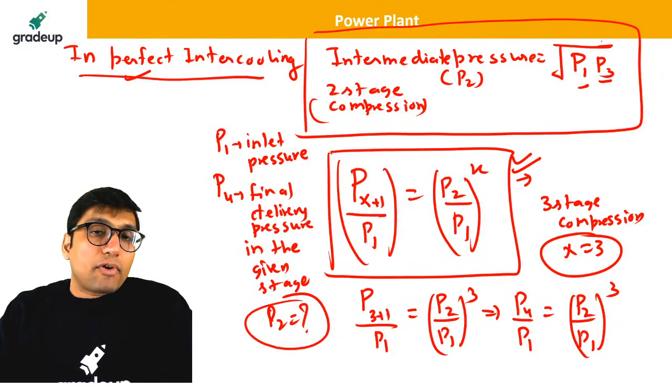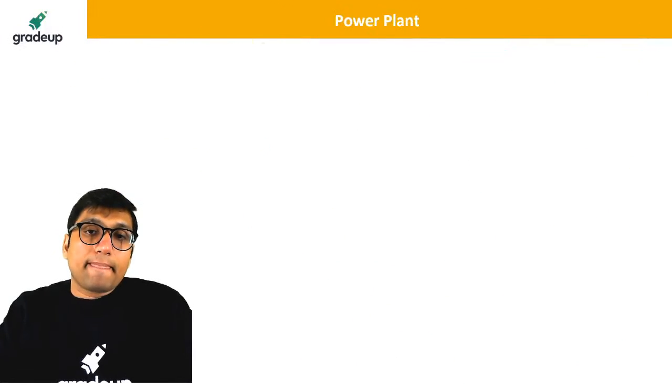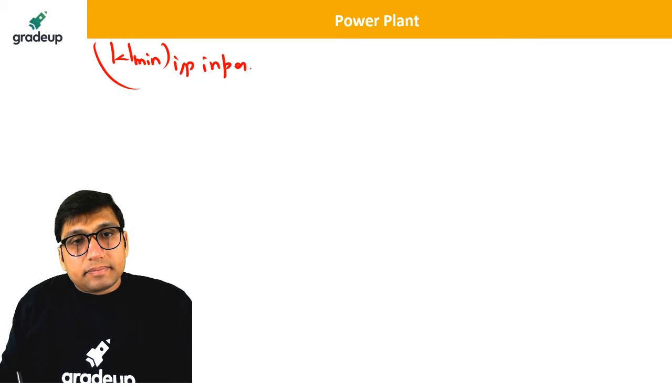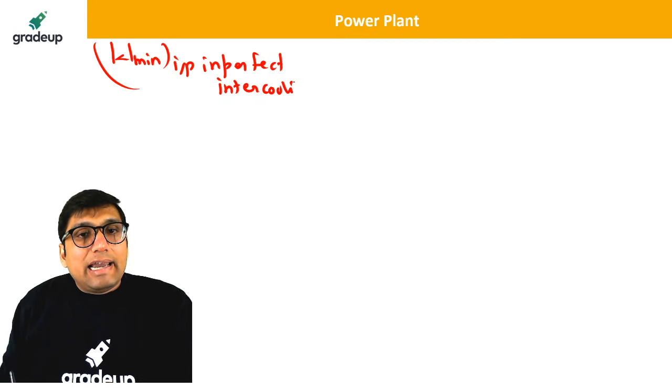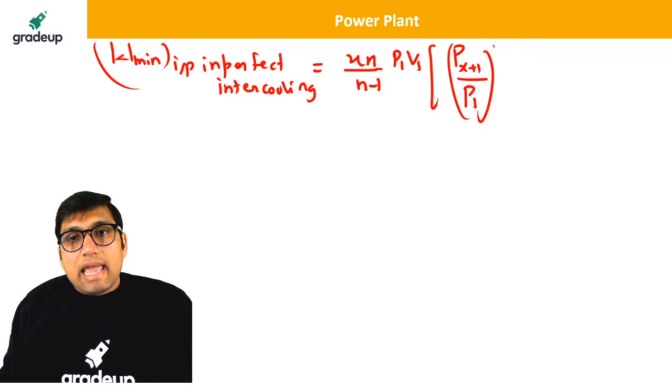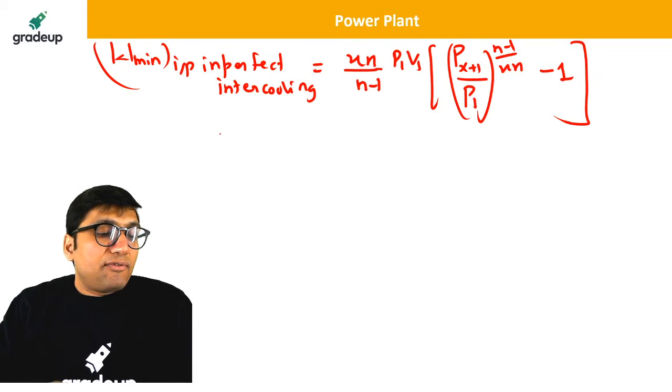Now there is also a direct formula for finding the minimum work input in perfect intercooling for any stage of compression. That direct formula is x times n over n minus 1, times P1 into V1, times [(P(x+1) divided by P1) to the power (n minus 1) by xn, minus 1]. So this is a direct formula.